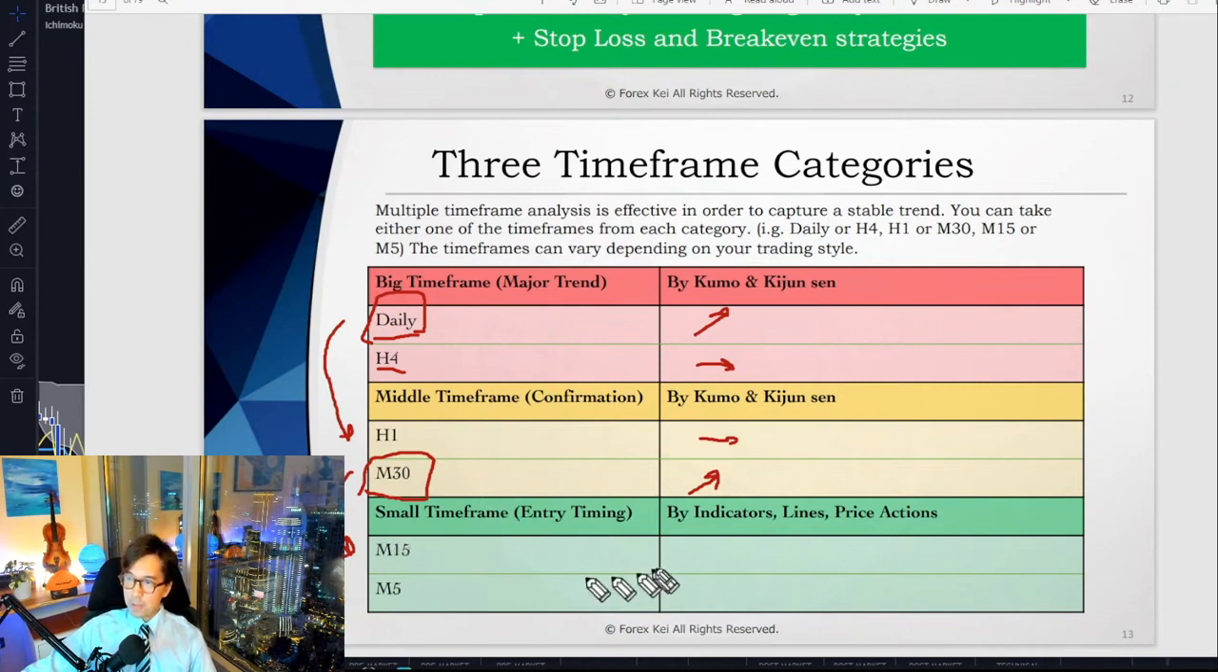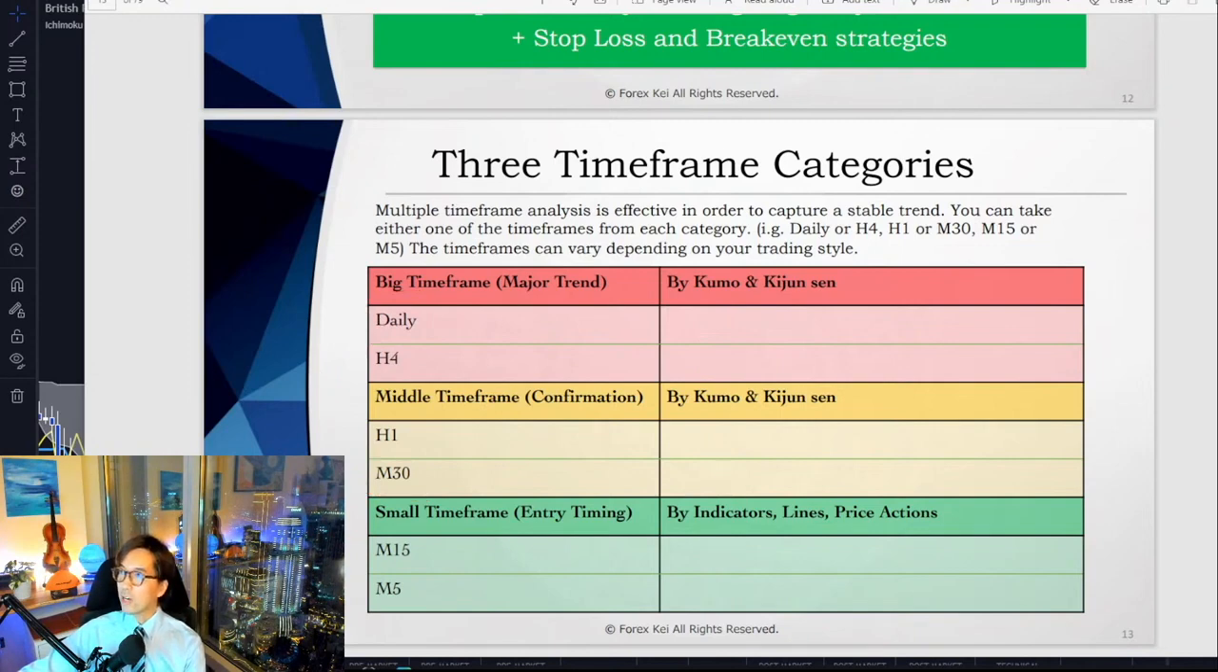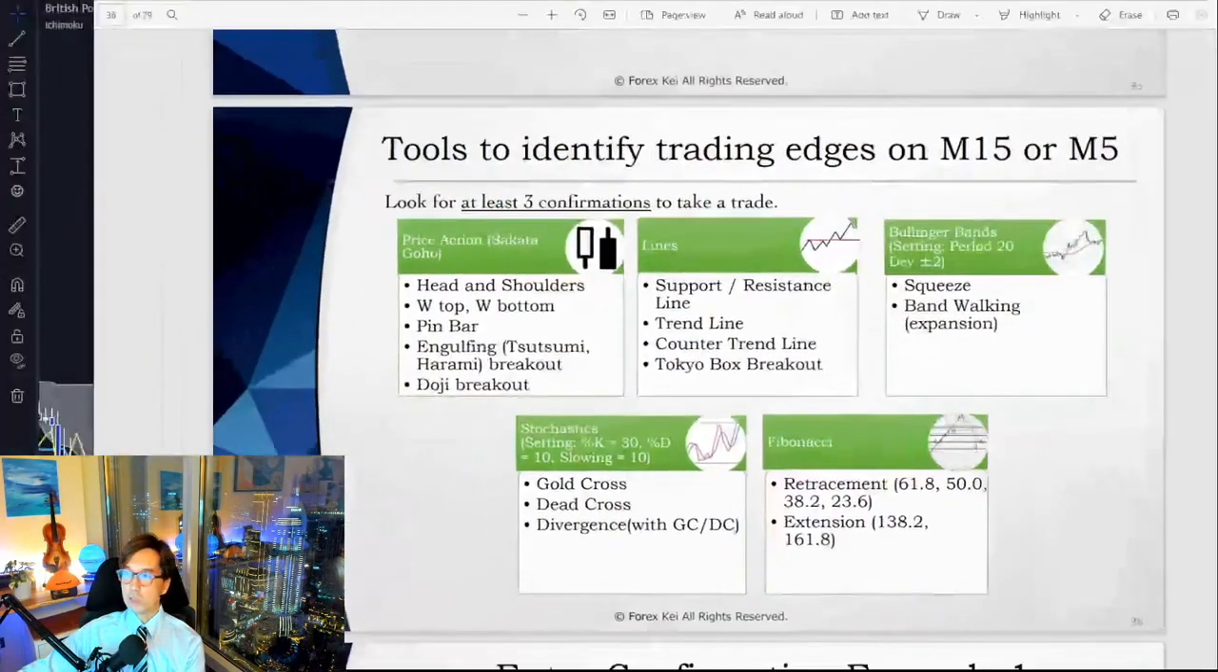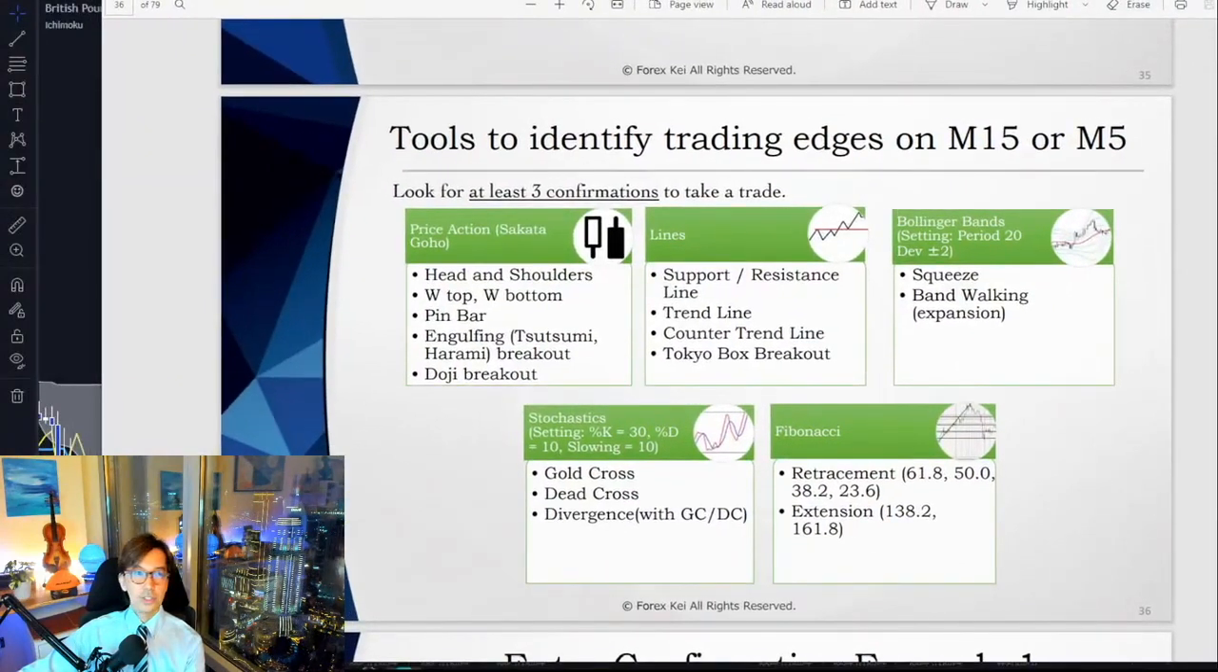On these lower time frames, I use stochastics, Bollinger Bands, Fibonacci levels and some other tools. So this is how I look for an entry edge. Hold on, let me scroll down and get to the page with what I use for confirmations. Basically, these are the tools that I use to capture the trading edges, and stochastics is just one of the confirmations.